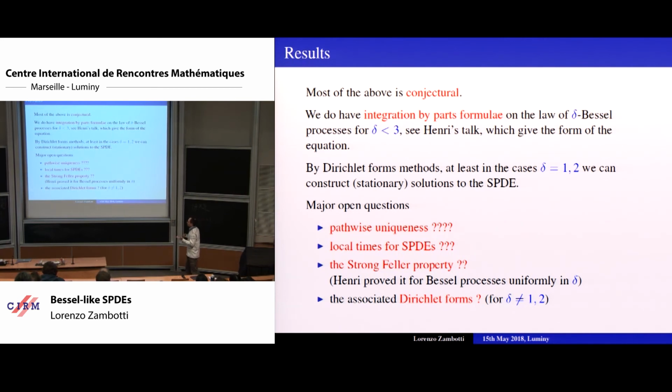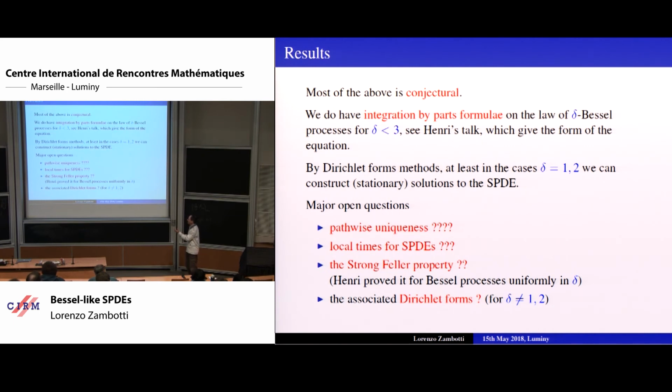So how do you try to construct such a process? By Dirichlet forms methods, in principle you can. For the time being, we are reduced to just the integer dimensions, but delta equal to 1 is the most interesting one. So it is not so bad as a start. Dirichlet forms give you a method to construct Markov processes, which can be weak solutions to your equation. So you have something. It is not yet the end of the story by far.